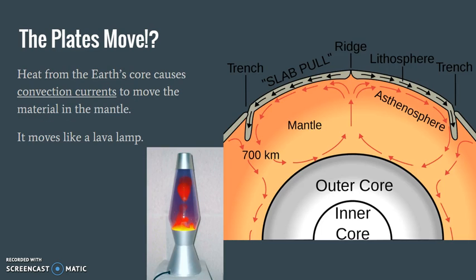So how do the plates move? Well, heat from the Earth's core, remember the core is very hot, causes convection currents to move this material with plasticity in the mantle. See these circles right here? This is showing you that heat from the core causes this material to move up. When it gets hot, it rises, and then it cools off and it sinks. It moves like the wax in a lava lamp. That's what's going on in the mantle or the asthenosphere.